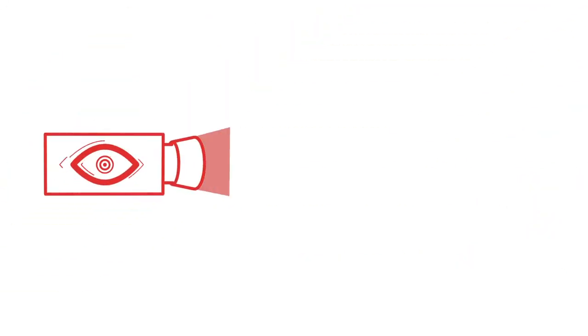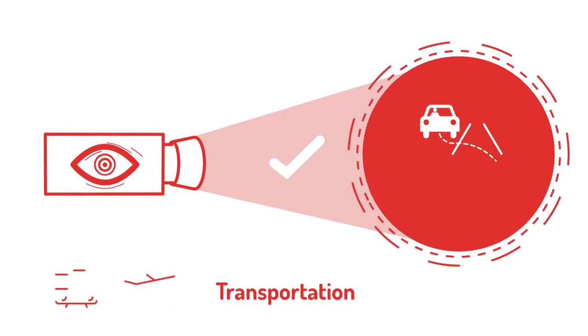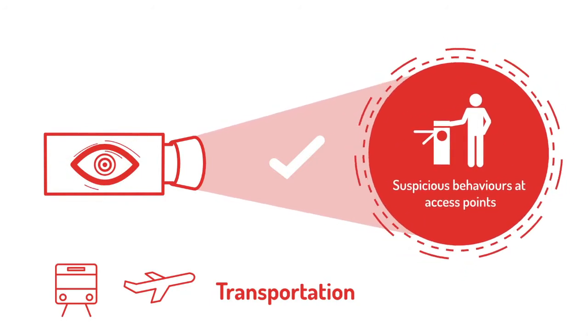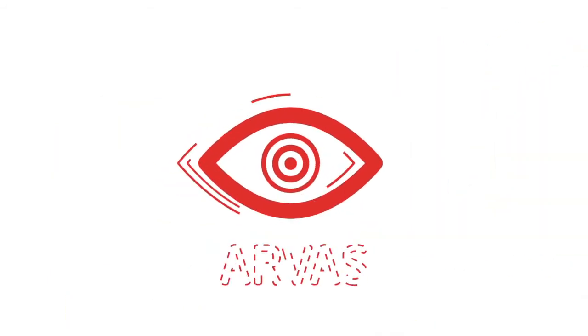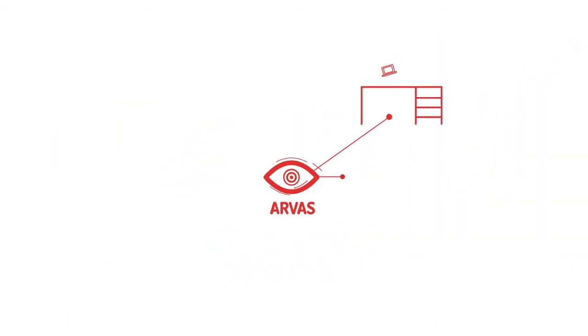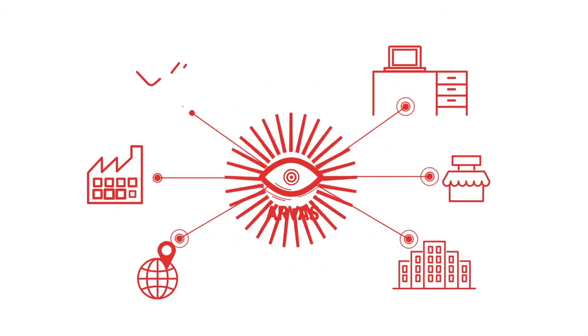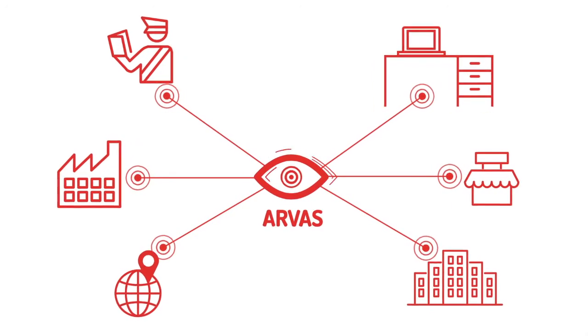ARVAS can also be used in transportation hubs, providing automated monitoring effectively so that manpower and resources can be more effectively used for daily operations, especially during peak hour traffic or emergency. ARVAS is useful in various other aspects, extending analytics coverage not only to security and surveillance, but also to improve an organization's safety, operations, and maintenance.